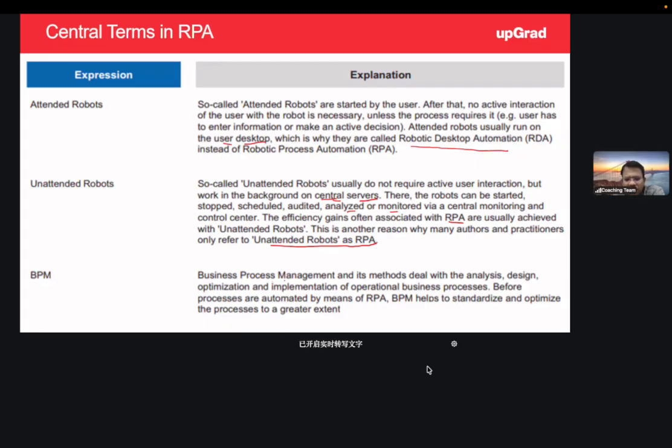Then there is another term called business process management, which is a traditional technology. It was there before RPA also, and it deals with the analysis, design, and optimization of business processes. So before we start automation or before we start integrating RPA into my business process or workflow, I can use BPM to standardize the process and then go for automation. So first follow the standards and then implement the automation.